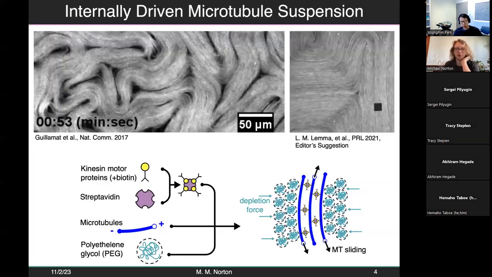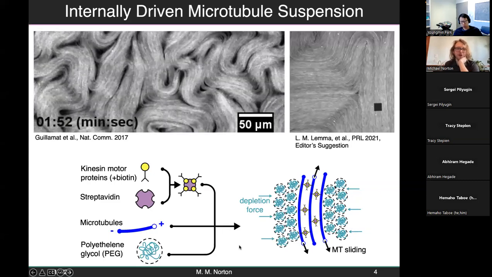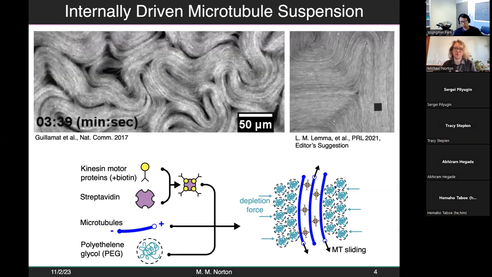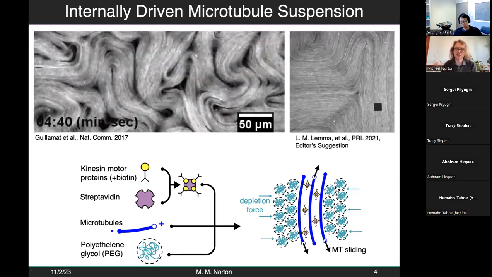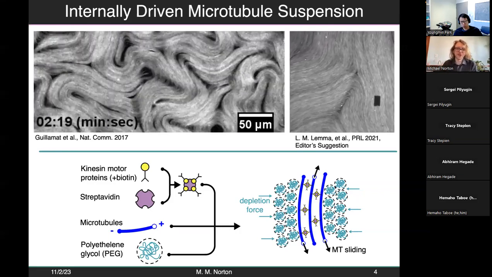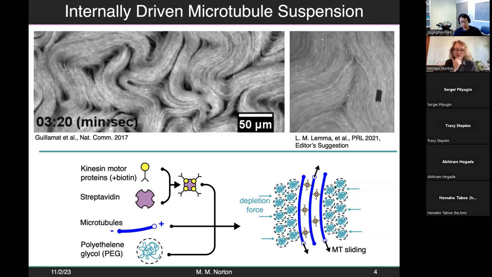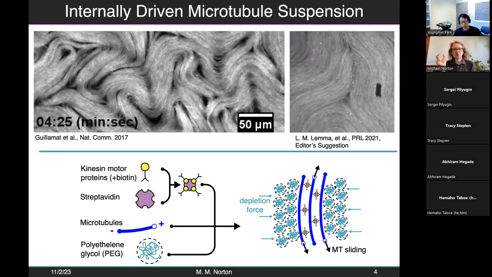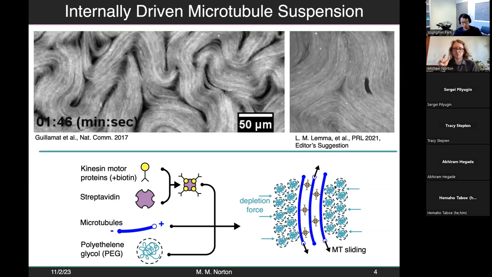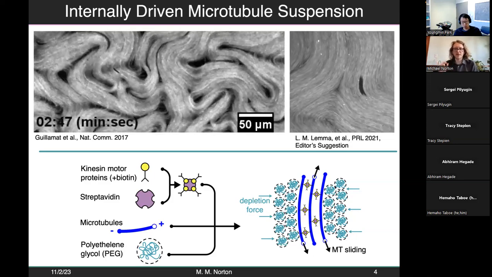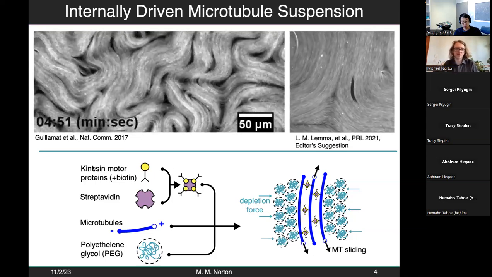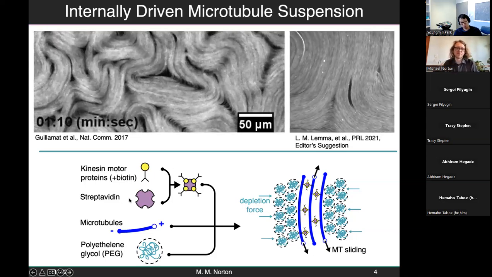Okay, so just a little bit more about that video that we were watching on the left. I'm calling this an internally driven microtubule suspension. What does that mean? It's a system of microtubule polymers that have been recapitulated from living cells. And all of those polymers are, think of them as little rigid sticks about a micron long, and they've been combined with this construct of kinesin motor proteins and streptavidin.